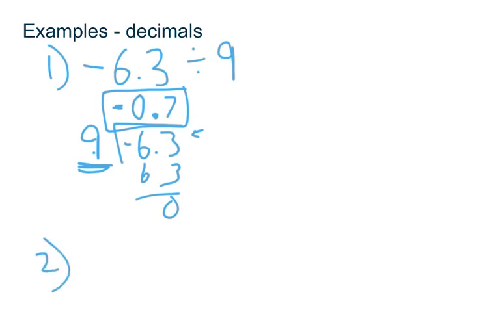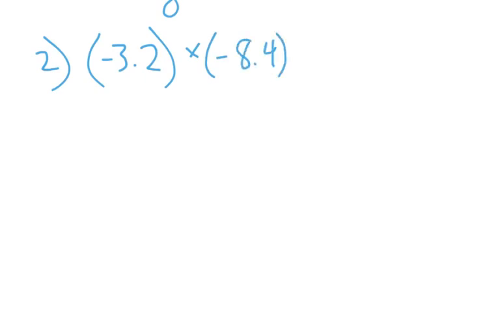Let's do another one, but this time with multiplication. Let's say we had negative 3.2, and we're going to times this by negative 8.4. So I'm just going to treat this like double-digit multiplication. 3.2, 8.4. Noticing that both of these are negative, they're going to cancel each other out and become positive. And now I just have to crunch the numbers here.